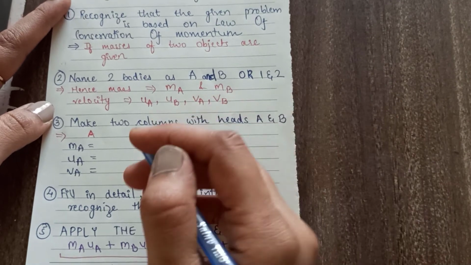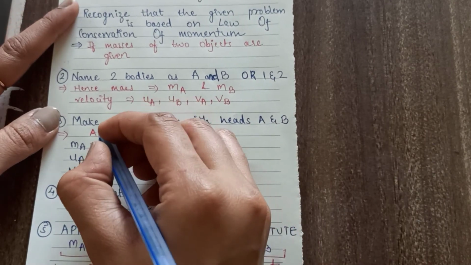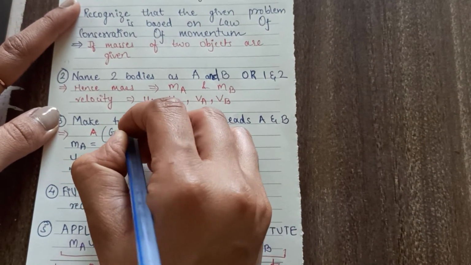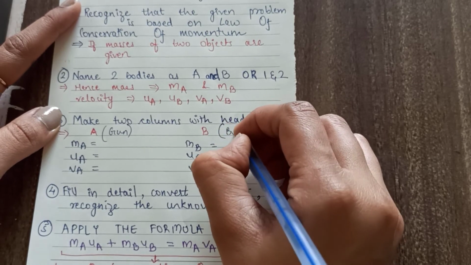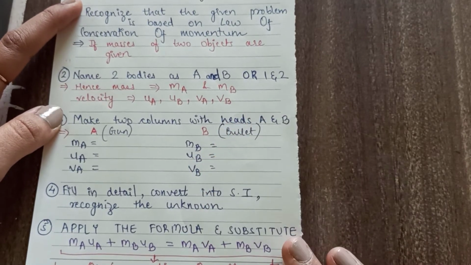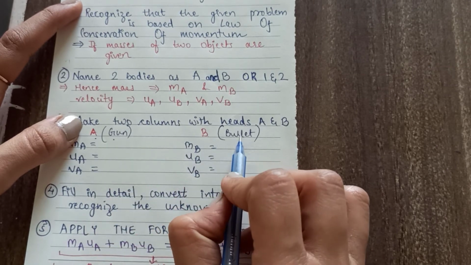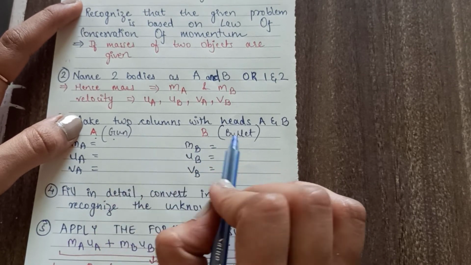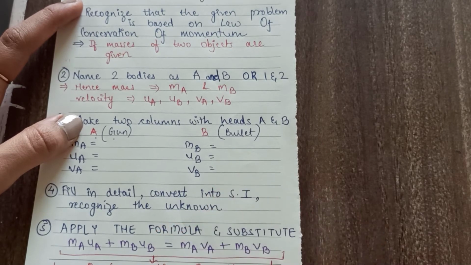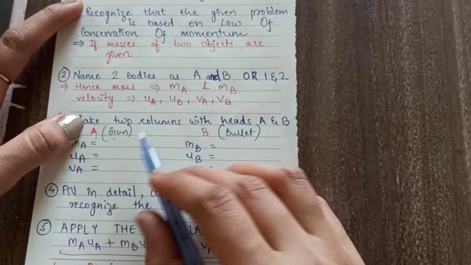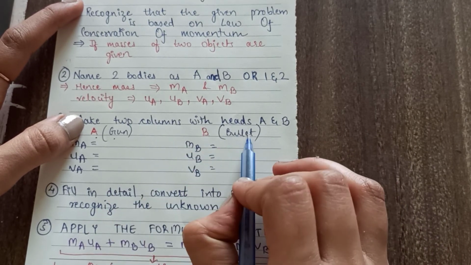But to be specific, whatever is in the given question, just write it. So we have gun, then we have bullet. So just write it to be very specific. Okay, so object A we are considering as gun, object B as bullet. No, this is not always that we are considering gun and bullet, okay? It depends upon the question. I am just taking an example. If gun and bullet is the system, then we'll write it like this.